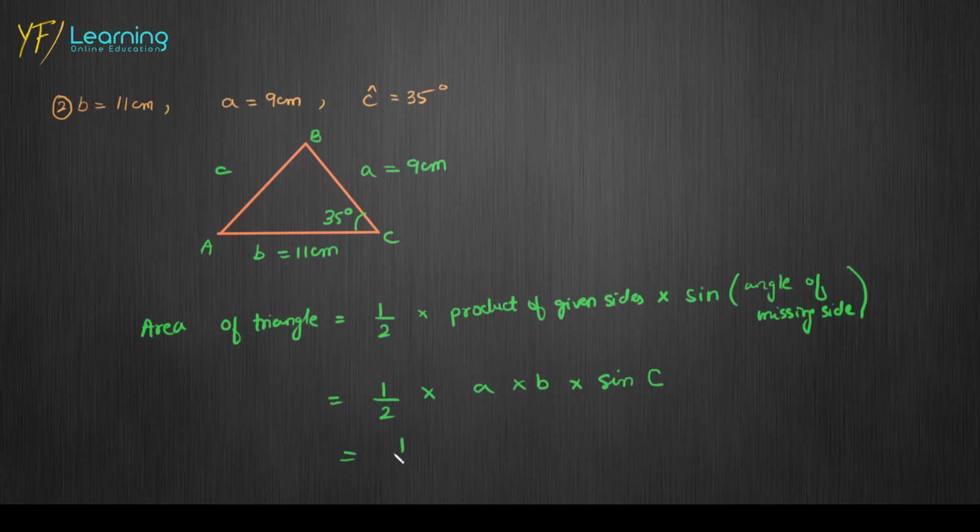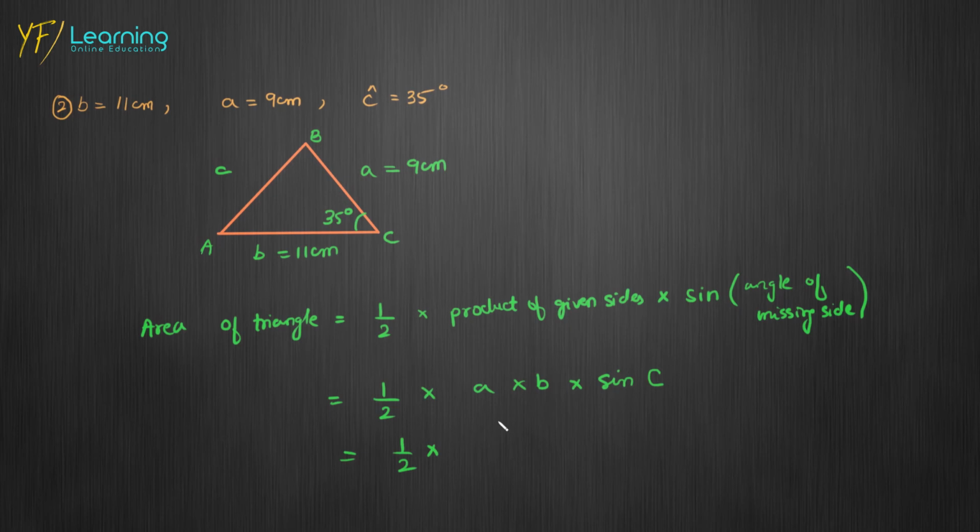So half times a is 9 centimeter, b is 11 centimeter, times sine 35 is equal to half times 9 times 11 times sine 35, which is equal to 28.4 centimeter square.